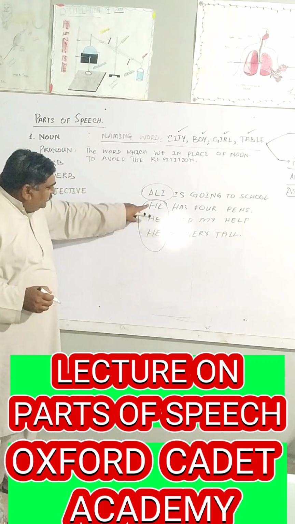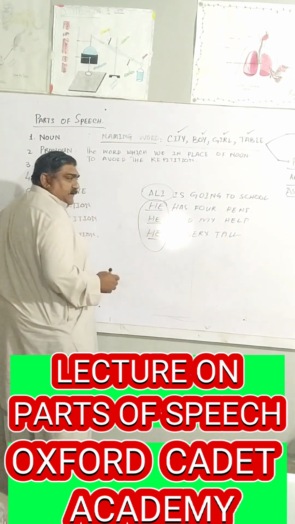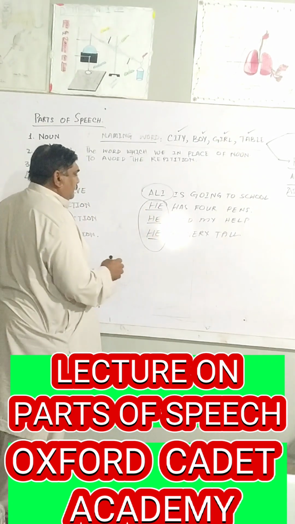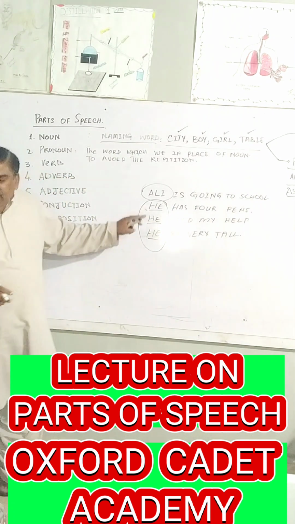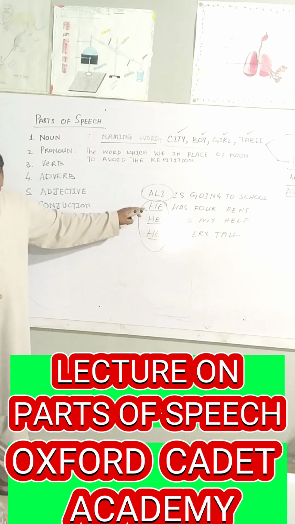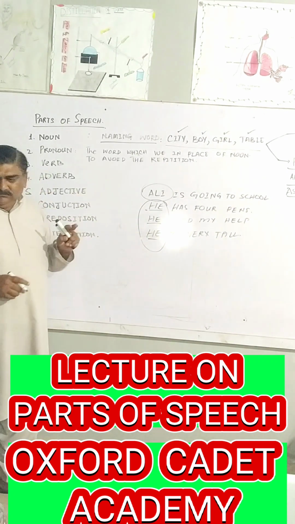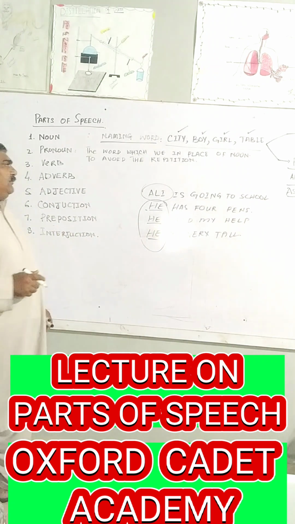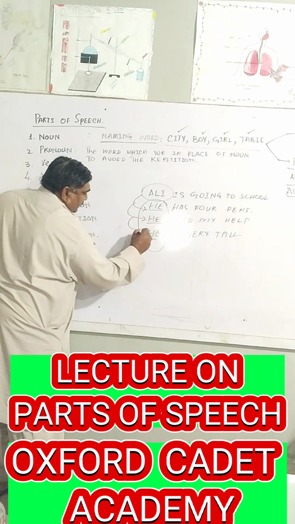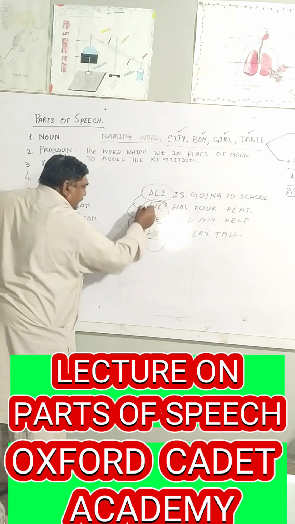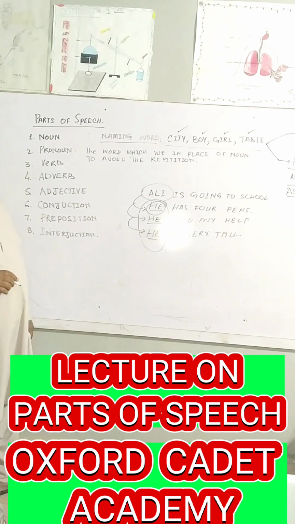So this word is called a noun. This avoids the repetition of noun, and this is a pronoun. This word is avoiding the repetition of noun, and this word is a pronoun.